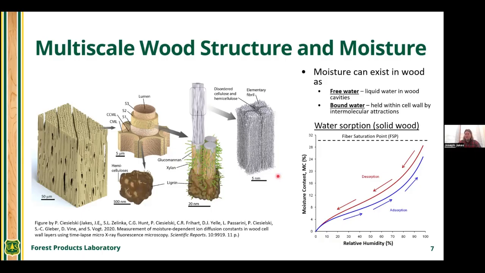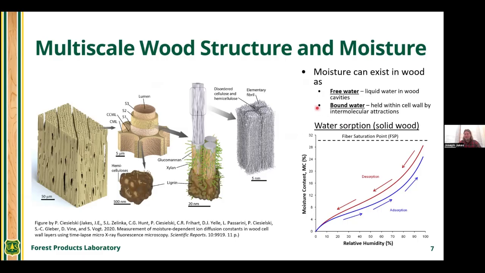So the amorphous cellulose, hemicelluloses, and lignin are all polymeric materials that have a lot of hydroxyl groups, so that makes wood a hygroscopic material. I'd like to point out that in wood, moisture can exist generally in two different types of states. One state is what's referred to as free water, which is basically liquid water that's found in the lumina of wood.